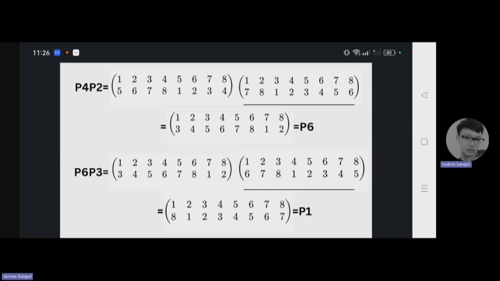3 to 8, 8 to 2, 4 to 1, and 1 to 3, so 4 is 3. And 5 to 2 is 2 to 4, that's why 5 is 4. And 6 to 3, and 3 to 5, 7 to 4, 4 to 6, and 8 to 5 is 5 to 7. So when we operate row 6 to row 3, we will get the value of row 1.